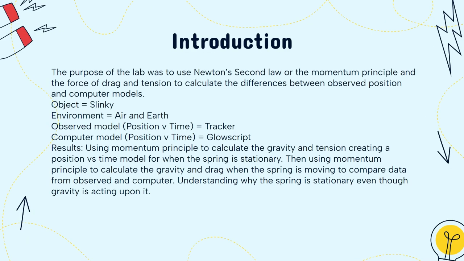For the introduction, the purpose of the lab was to use Newton's second law, or the momentum principle, and the force of drag and tension to calculate the differences between observed position and computer models. The object was a Slinky, its environment was air and earth, the observed model used Tracker, and the computer model used a gyroscope. The results: using the momentum principle to calculate the gravity and tension, creating a position versus time model when the spring is stationary, then using the momentum principle to calculate the gravity and drag when the spring is moving, to compare data from the observed and computer models to understand why the spring is stationary even though gravity is acting upon it.